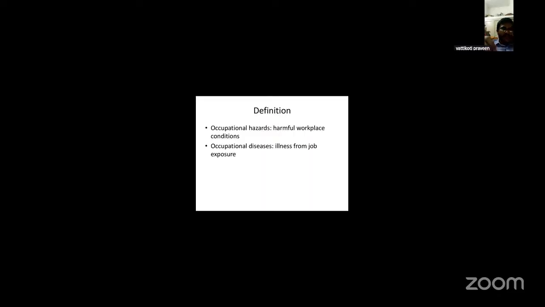What is the definition of these? This one is physical hazards. Physical hazards arise from environmental factors that can be harmful to the body without necessarily touching it.